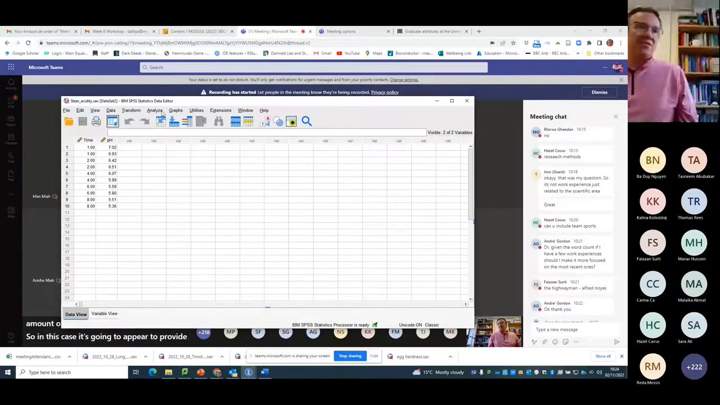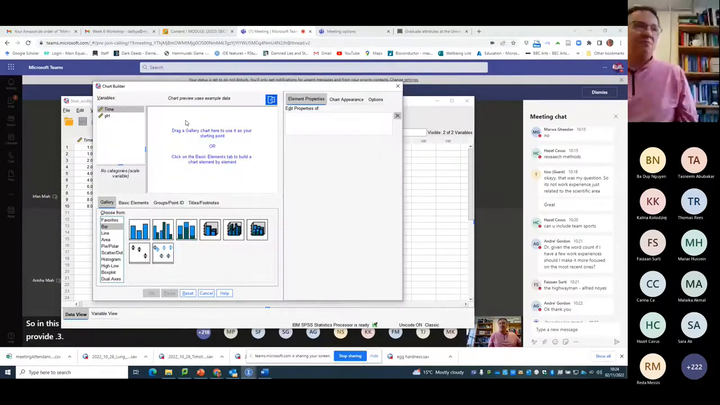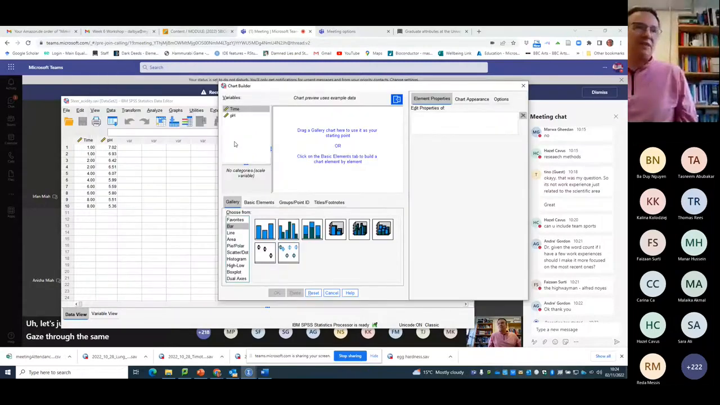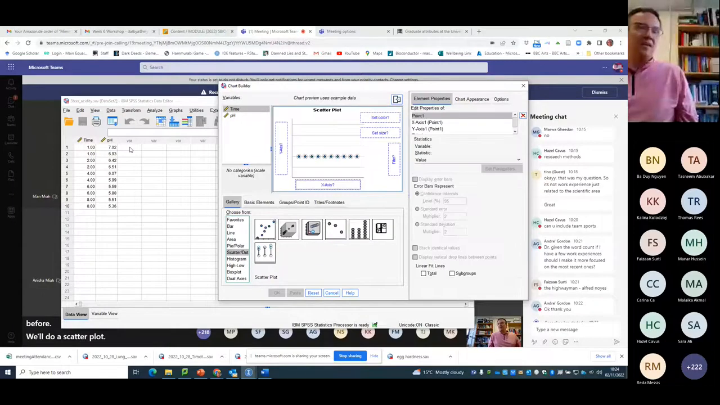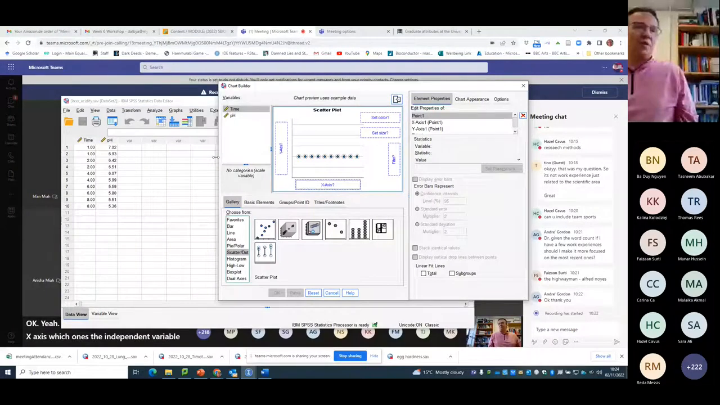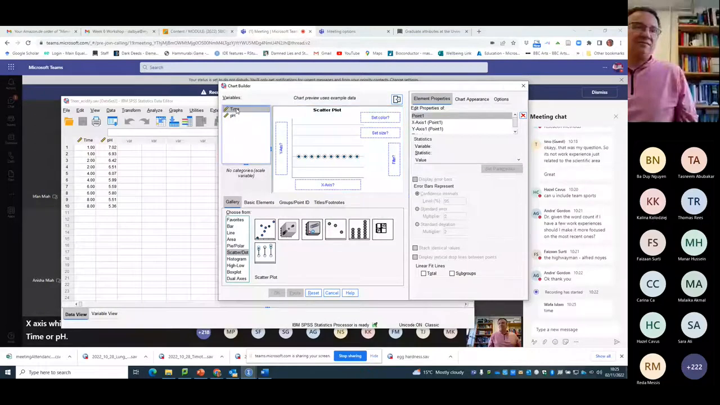Let's just go through the same process that we did before. We'll do a scatter plot. Pop it in here. So which one's the x-axis? Which one's the independent variable? Time or pH? What's the outcome variable is the easiest one to do. Yeah, time is on that side, pH is on the other. That's okay.